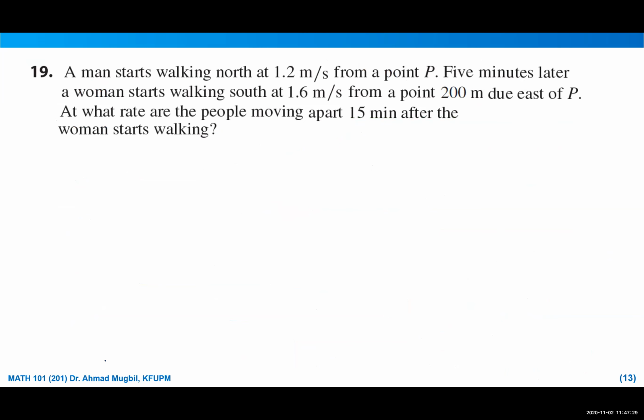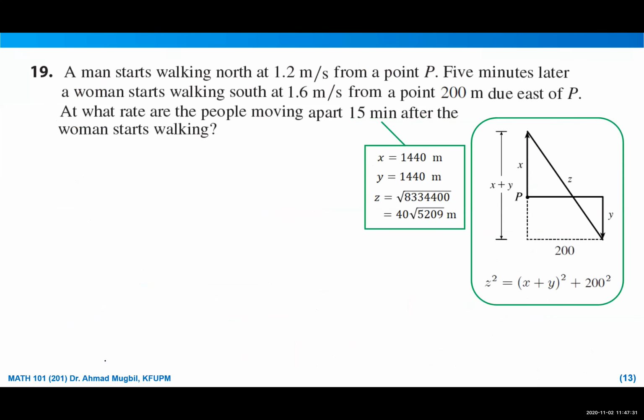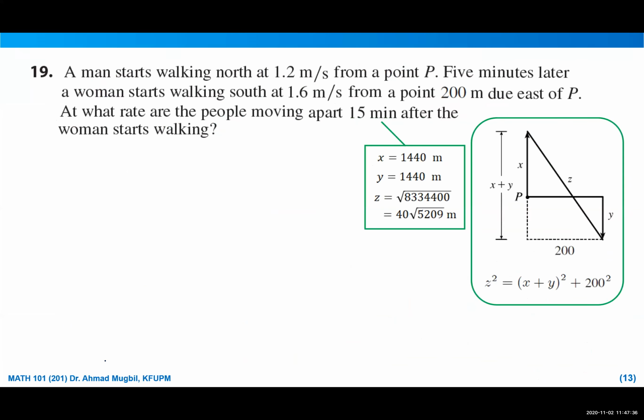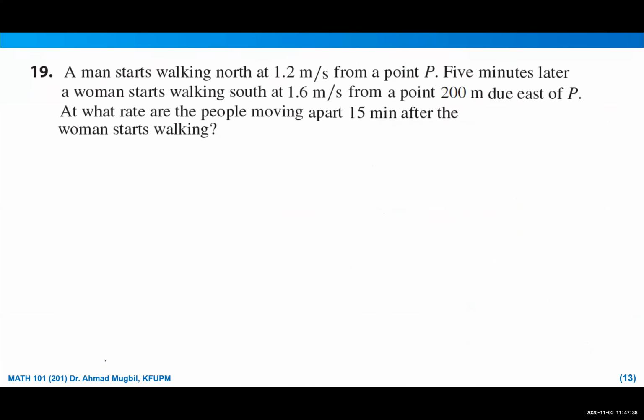Excellent. Let's go to another problem. Let's see how many problems we still have. Oh, we still have 2 problems. So I think I'm going to just mention the ideas. This is also a very interesting problem.